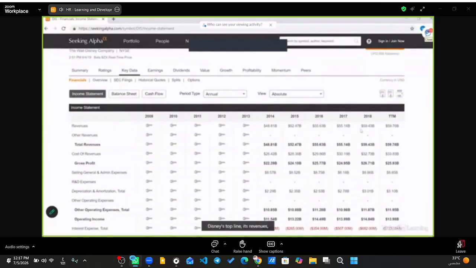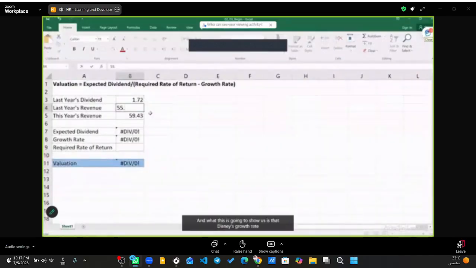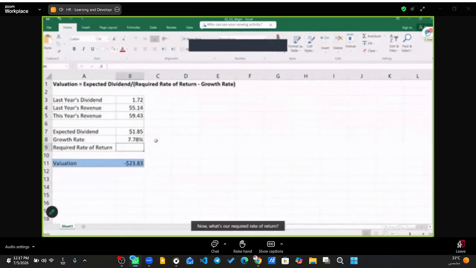Disney's top line, its revenues, total cash generated before costs from all customers, was $59.43 billion in 2018, $55.14 billion in 2017. So I'm going to pop those figures into my model, $59.43 billion and $55.14 billion. And what this is going to show us is that Disney's growth rate over the last year was roughly 7.78%, just under 8%.